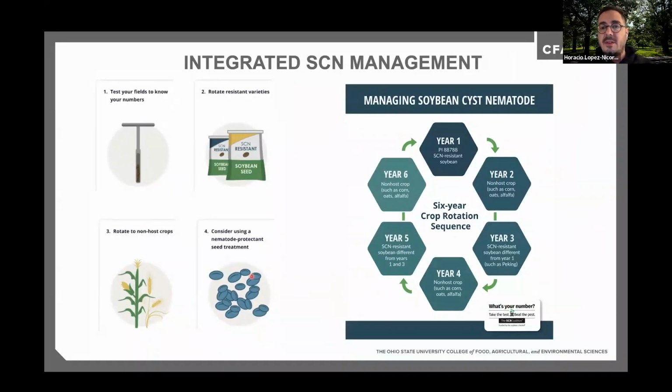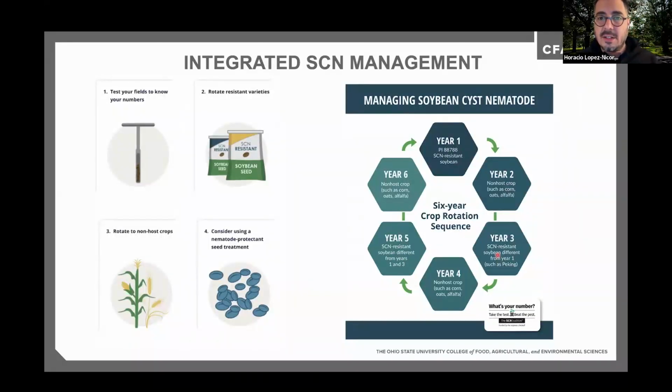And then this is a 6 years rotation that we proposed. PI 88788, very easy to find. Go to a non-host, corn. Go and find a Peking, something different. Rotate sources of resistance here. Go to corn again. And then try to find something different than Peking. Never plant Peking twice in a row.